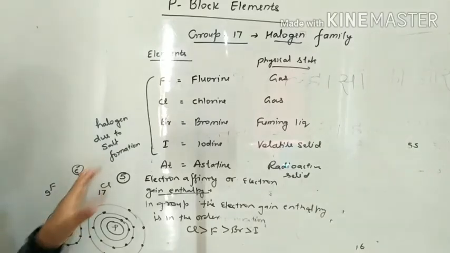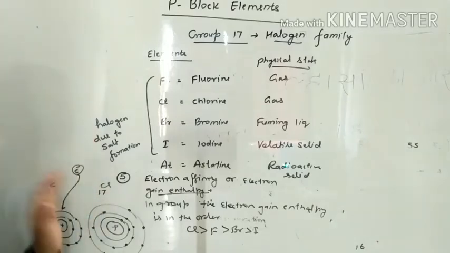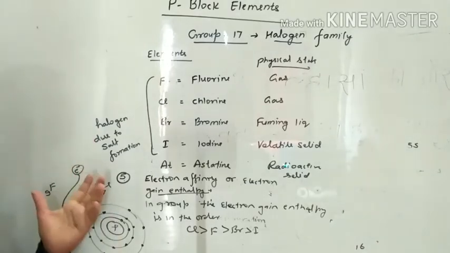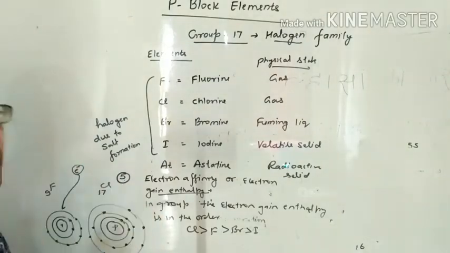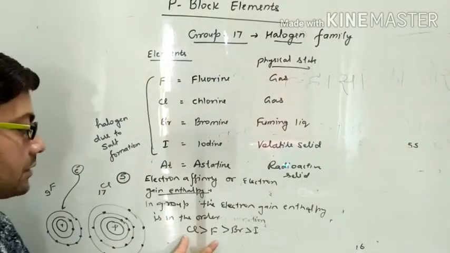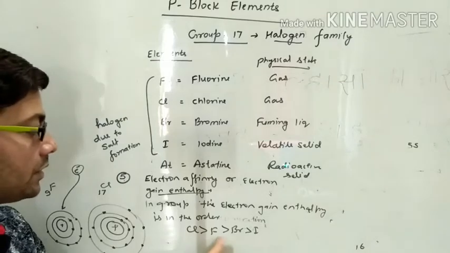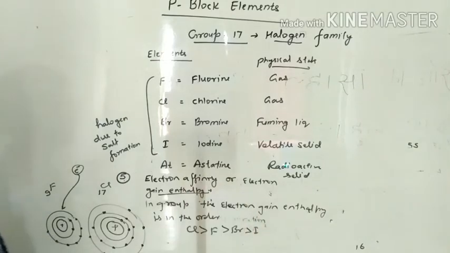When we want to add this electron into fluorine, we also have to provide some extra energy from outside. That's why the liberated amount of energy decreases. So the order is chlorine, fluorine, bromine, and iodine. So this is the trend of electron gain enthalpy, which is very important.